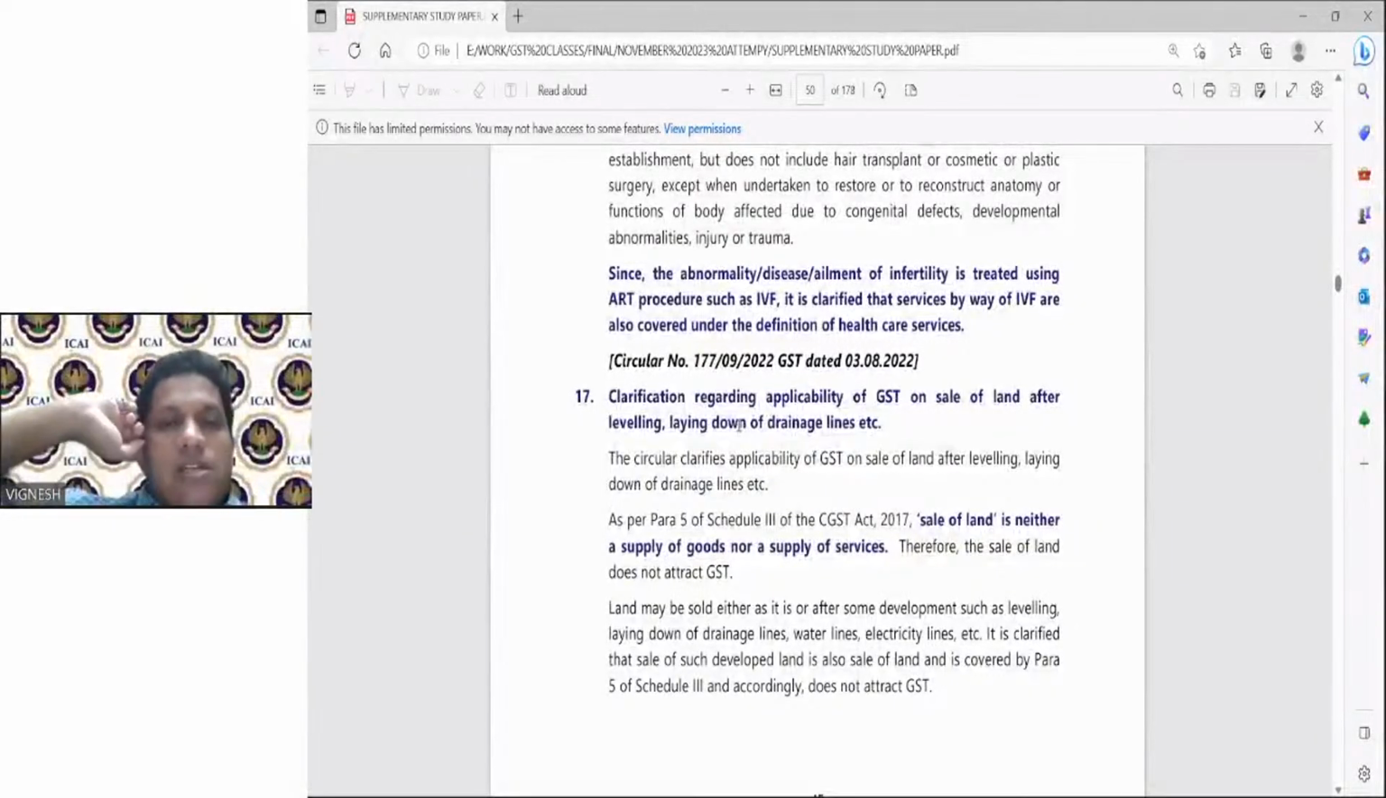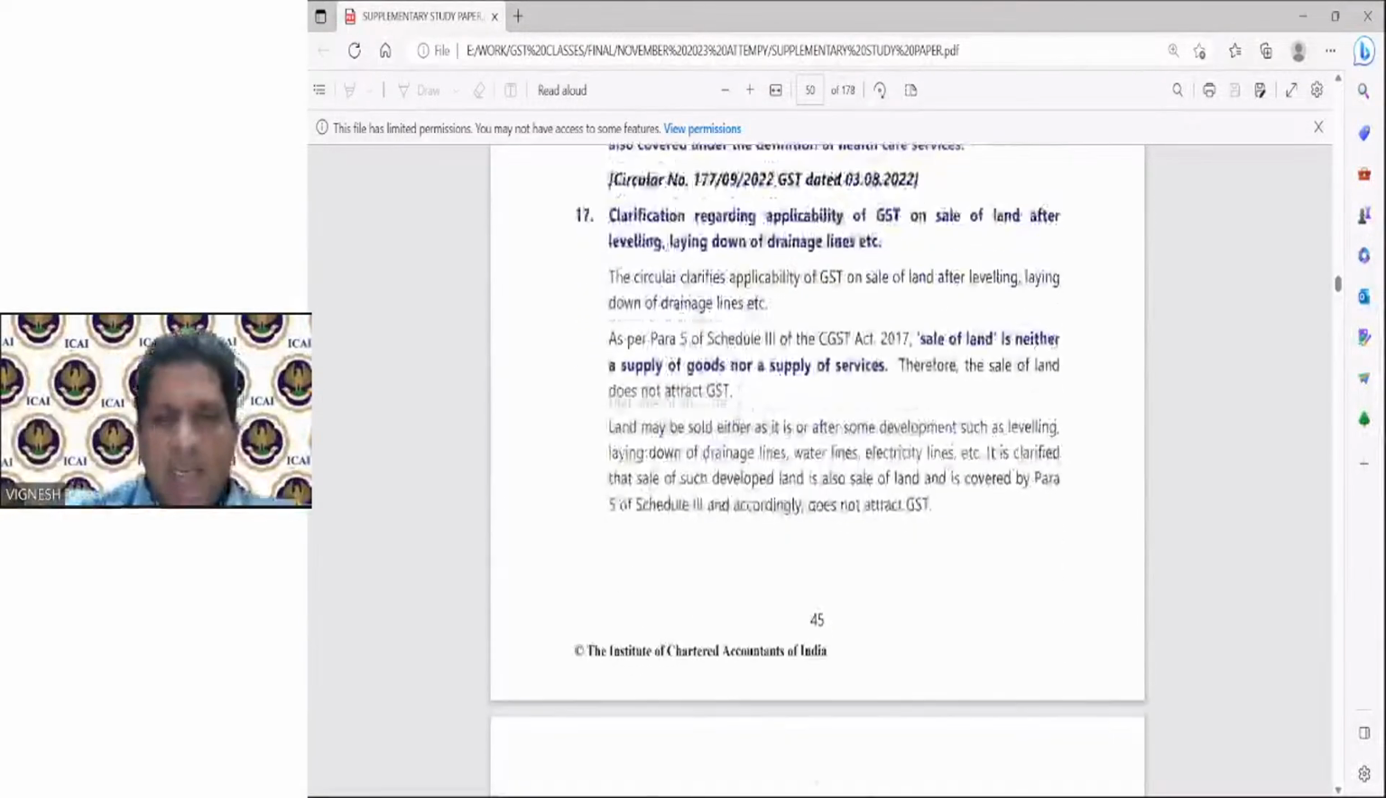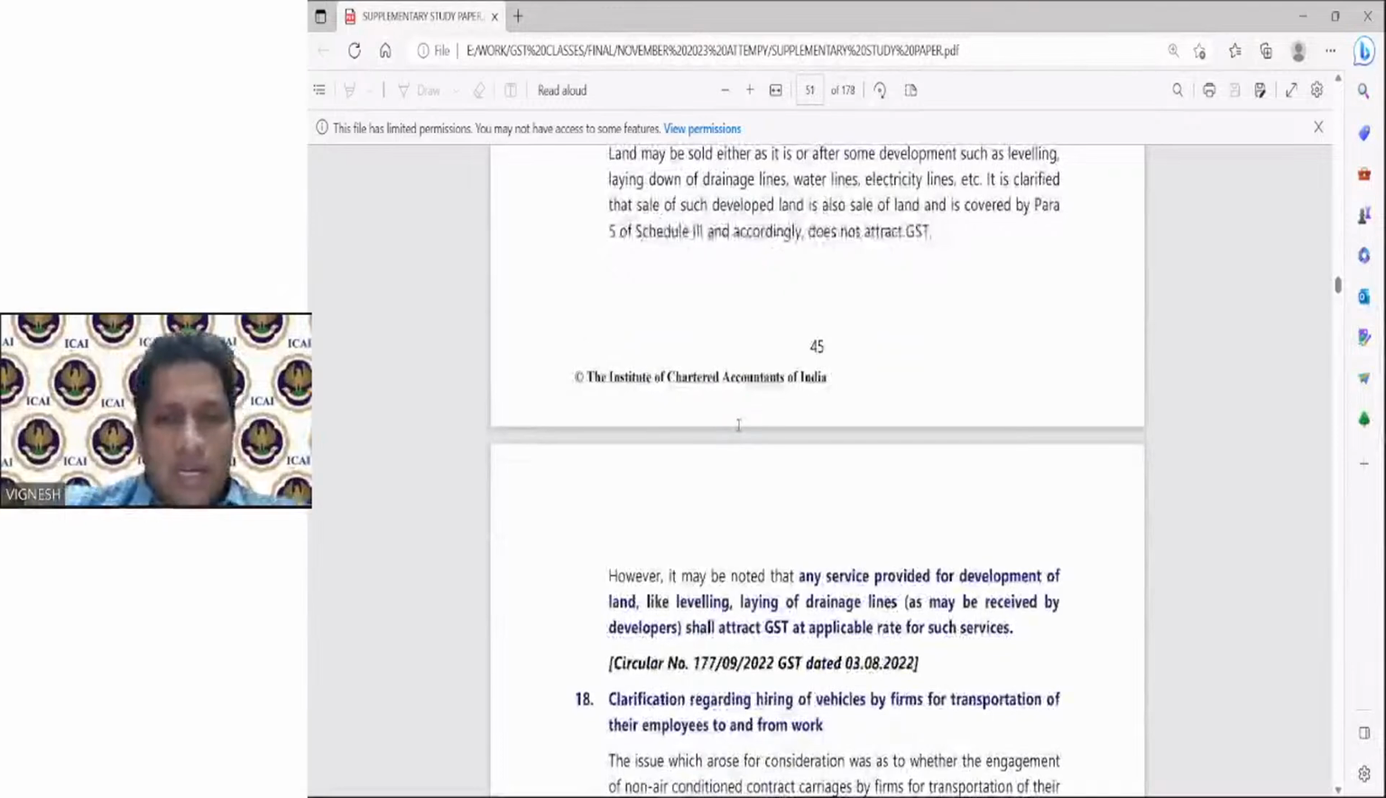Further clarification on sale of land after leveling, laying down of drainage lines, etc. Sale of land is neither a supply of goods nor a supply of service. Either it is sold as it is, or it is sold after basic development like drainage lines, electricity lines, etc. Even those are exempt. It is very, very clear.